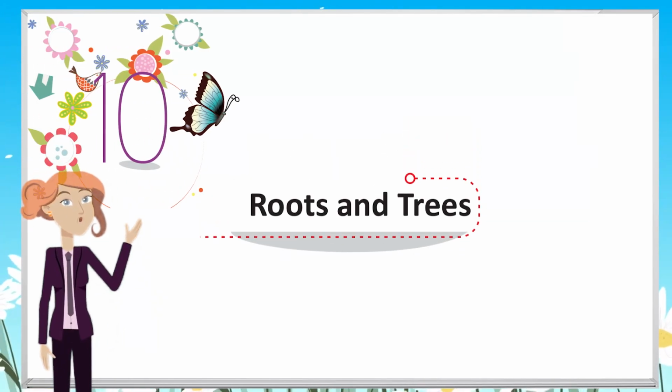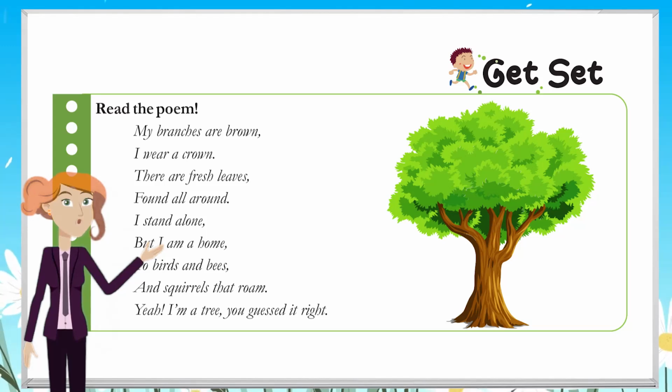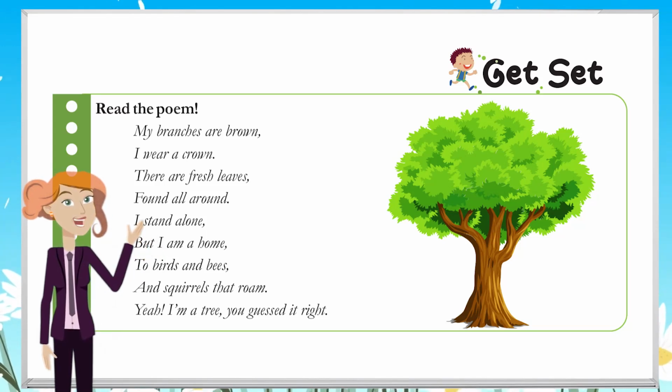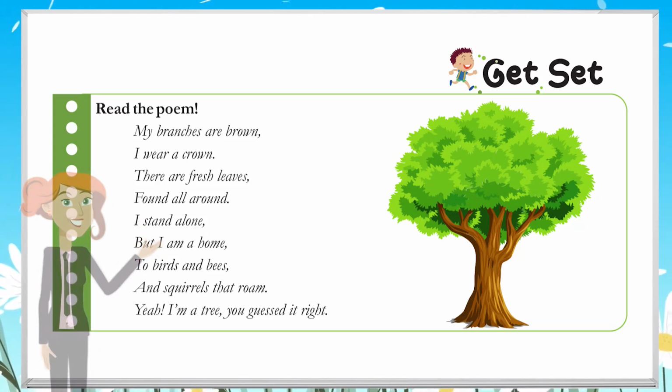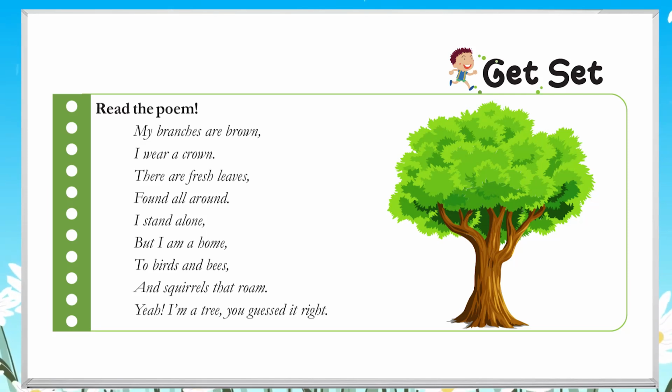Chapter 10. Roots and Trees. Get set. Read the poem. My branches are brown, I wear a crown. There are fresh leaves found all around. I stand alone, but I am a home to birds and bees and squirrels that roam. Yeah, I'm a tree, you guessed it right.